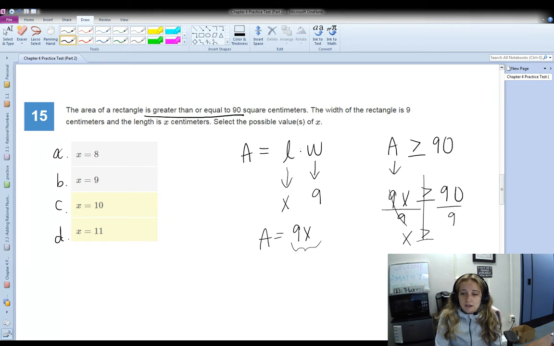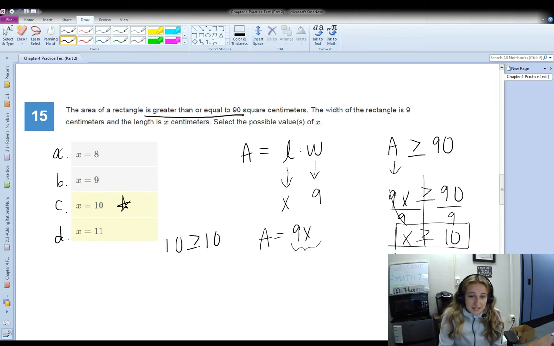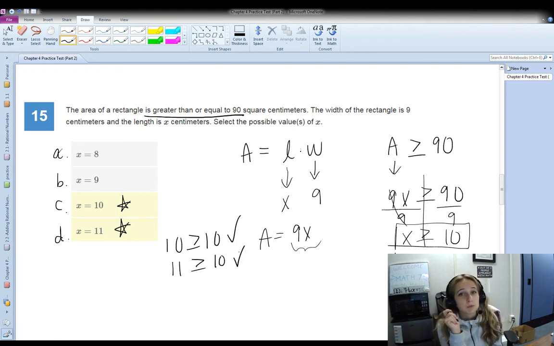We're going to be left with x is greater than or equal to 10. Now, this is where you want to be careful because x has to be greater than or equal to 10. But remember, it's not just one solution. So which ones could work? Well, of course, 10 could work because 10 is greater than or equal to 10. That works. But what's another number that's greater than 10? 11. 11 is greater than or equal to 10. So that works as well because remember with inequalities, it's a solution set, not just one solution. So your answers are actually C and D for this one.